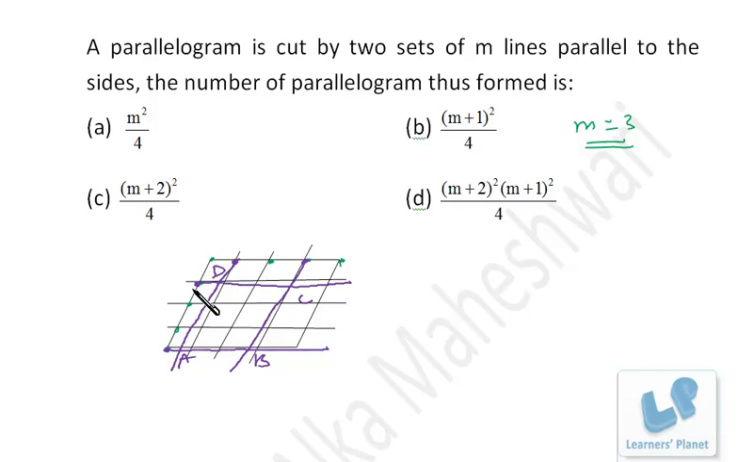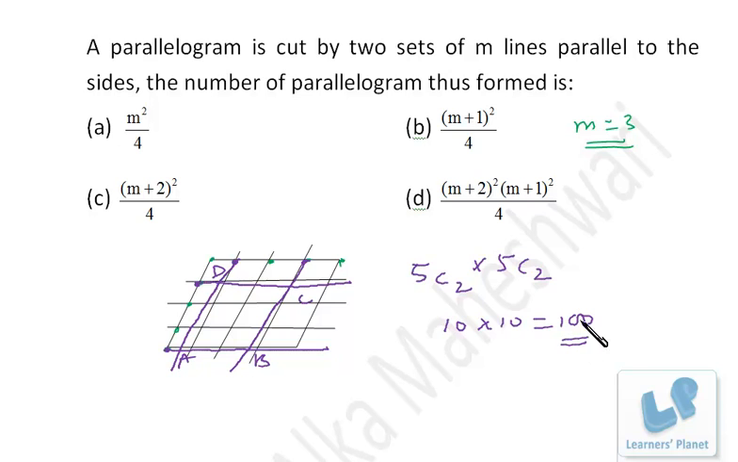So what I have to do, it's 1, 2, 3, 4, 5. I need to select 2 points from this line, and simultaneously I have to select 2 points from this line. So it's 5C2 into 5C2. Now 5C2 is what? 10 into 10, that is 100. So how many parallelograms I'll be getting? That is 100 parallelograms I'll be getting. Okay. Now when M was 3, my answer is 100.